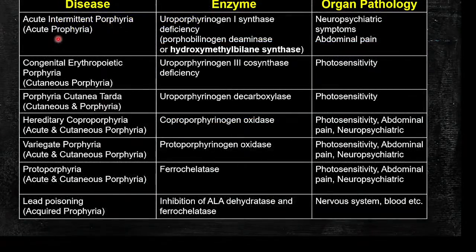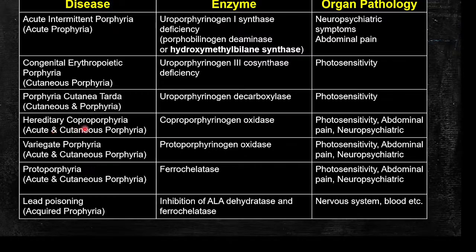Okay, so these are the different types of porphyrias. Acute intermittent porphyria is caused due to deficiency of the uroporphyrinogen 1 synthase enzyme. This causes neuropsychiatric symptoms and abdominal pain. Congenital erythropoietic porphyria is caused by uroporphyrinogen 3 cosynthase deficiency. This will cause photosensitivity. Porphyria cutanea tarda is because of uroporphyrinogen decarboxylase enzyme deficiency. Again, this will cause photosensitivity.